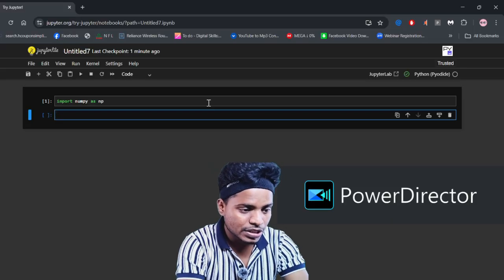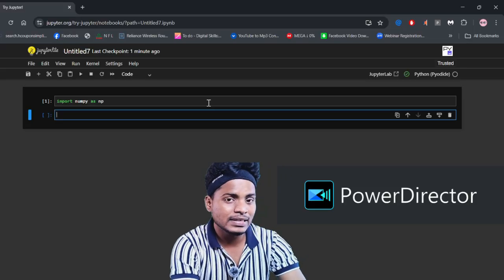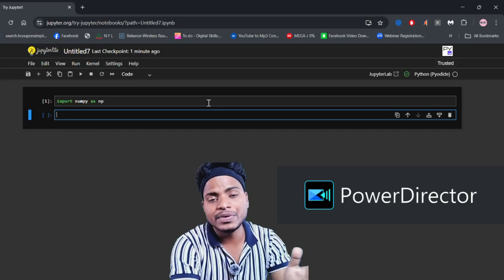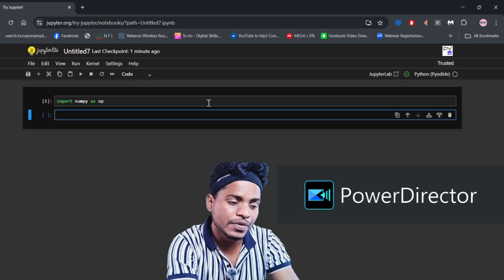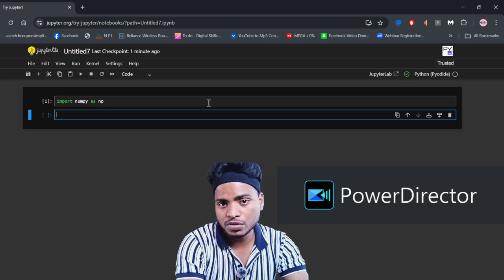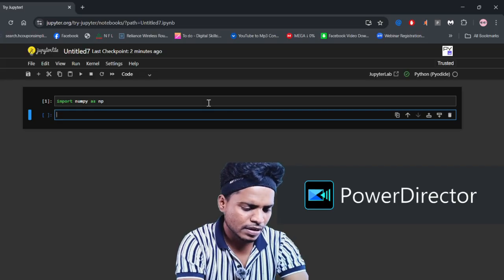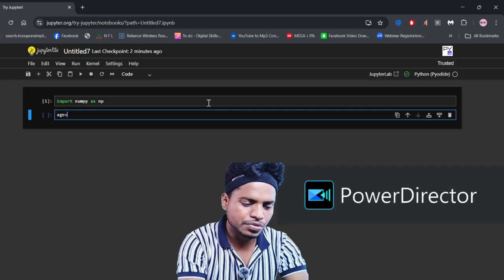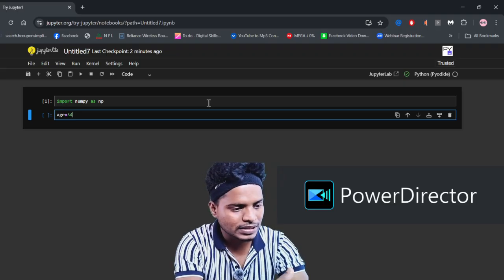The next thing is we have to create the array. If you don't know what an array is, it's a list where we can store our numbers. We use the array command to create our matrix. If you want to write a scalar number, a single point, you can simply write age equal to 34. This is a scalar number.